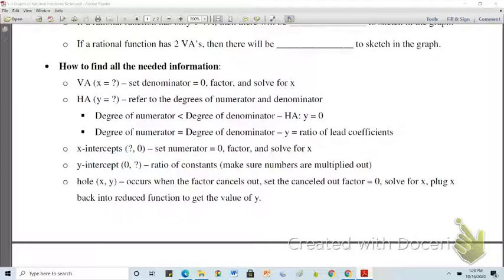And finally, our holes. These are our canceled out factors. So we're going to set our canceled out factor equal to 0, solve for x, then plug that x back into the reduced function, that's after I canceled it out, and get my y value, and that will give me my x, y point.